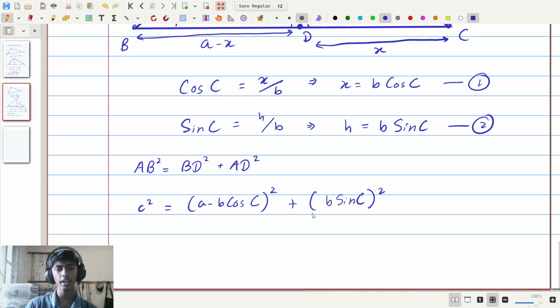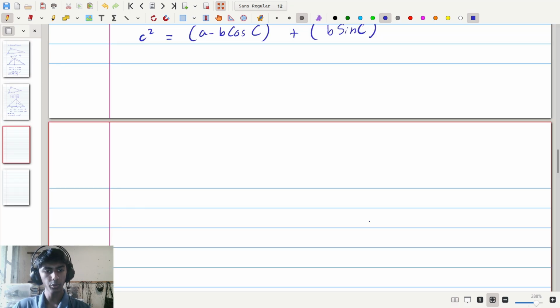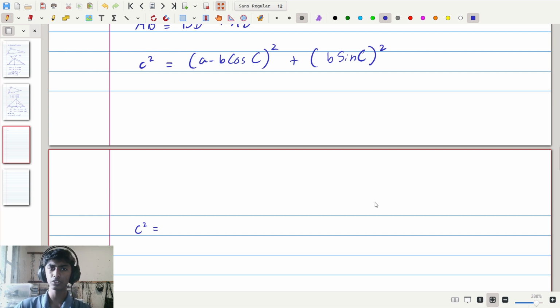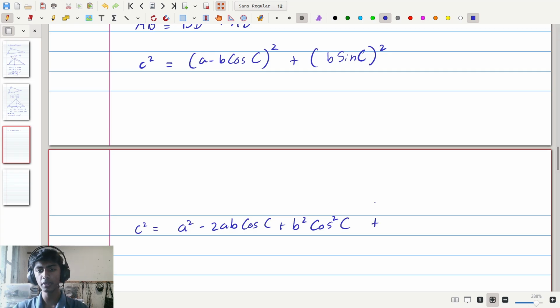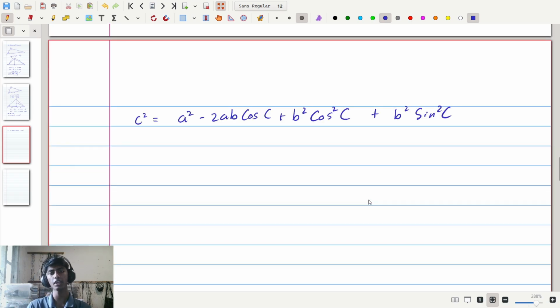So now we have C squared is (A minus B cos C) squared plus (B sine C) squared. If we expand both sides here, what we get is that C squared is equal to, and (A minus B cos C) squared will be A squared minus 2AB cosine C plus B squared cosine squared C, and (B sine C) squared will be B squared sine squared C. So we have this relationship.